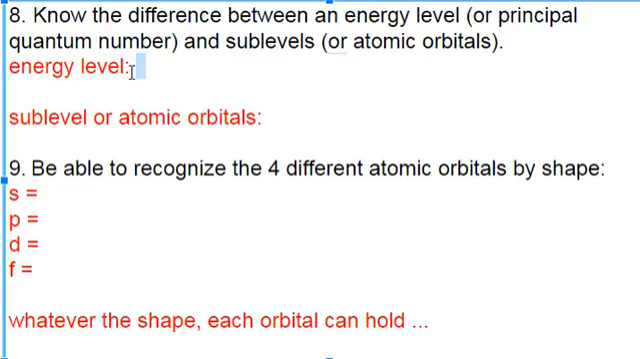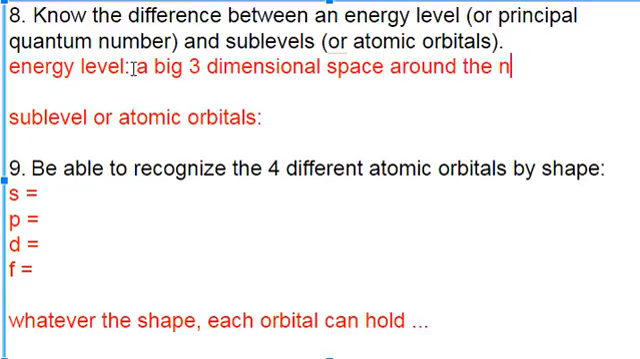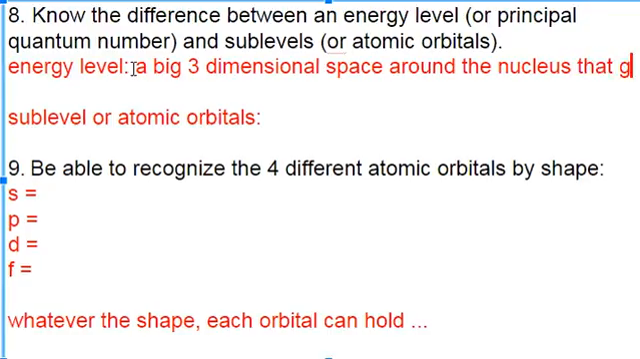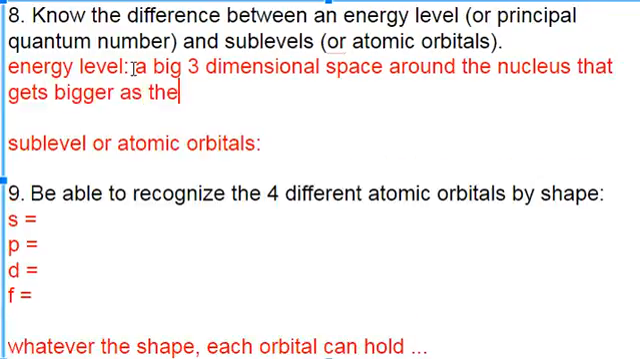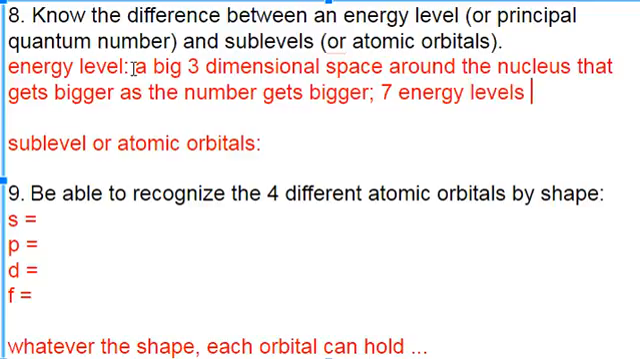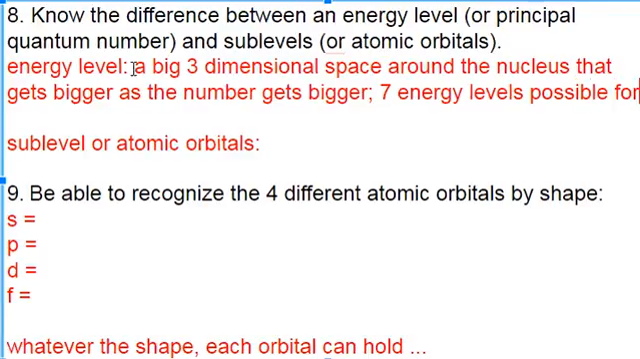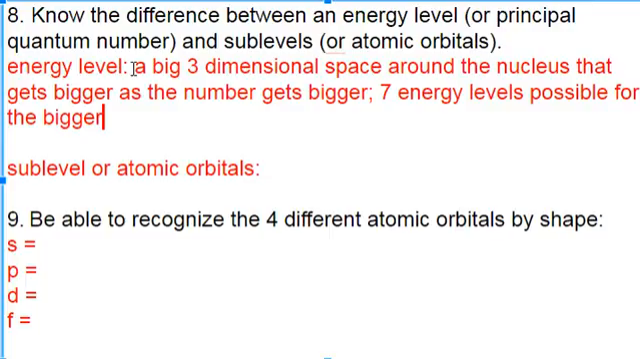So the energy level is a big three-dimensional space around the nucleus that gets bigger as the number gets bigger. And there's 7 energy levels total or possible, for the bigger atoms.